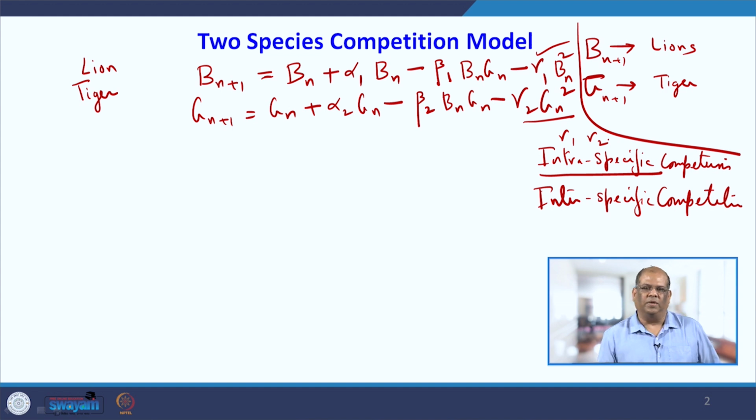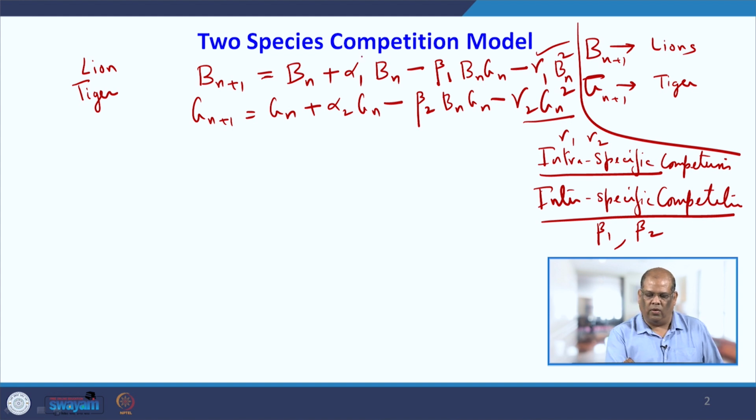And interspecific competition is when they are competing for food with a different species. So, in this case, the lion is competing with tiger and tiger is competing with lion. That is interspecific competition, and they are happening at a rate of beta 1 and beta 2. These are the growth rates for the lion, this is the growth rate for the tiger.